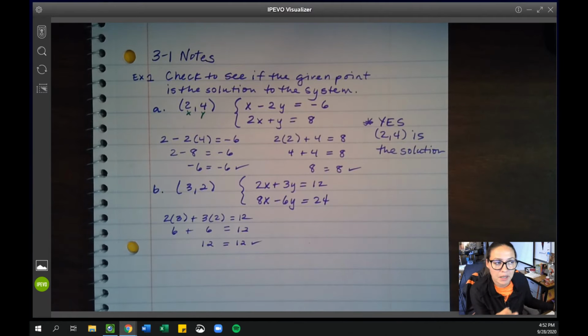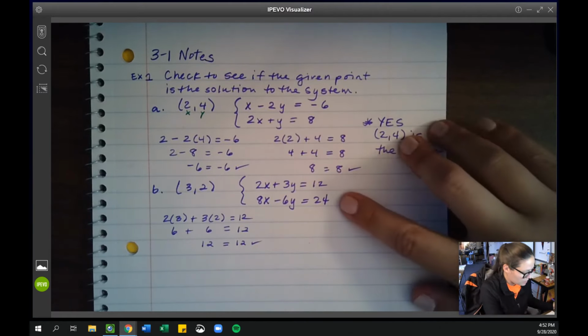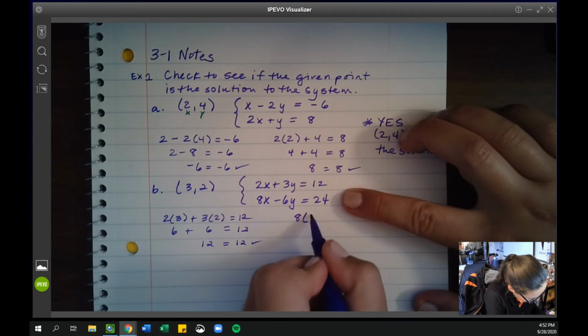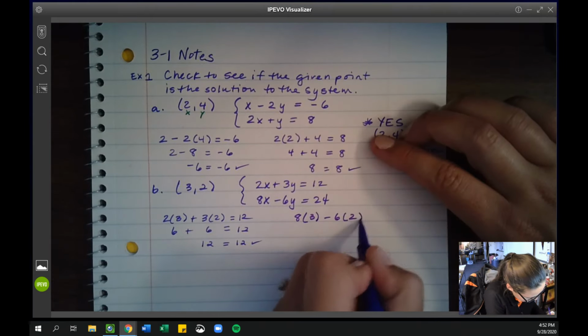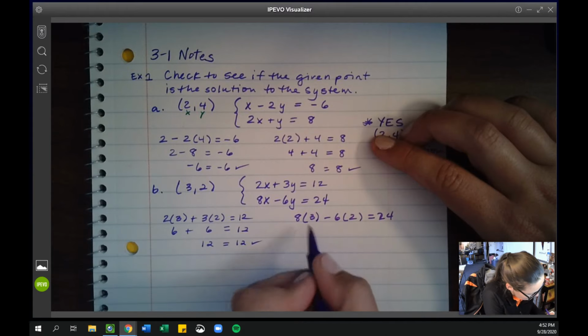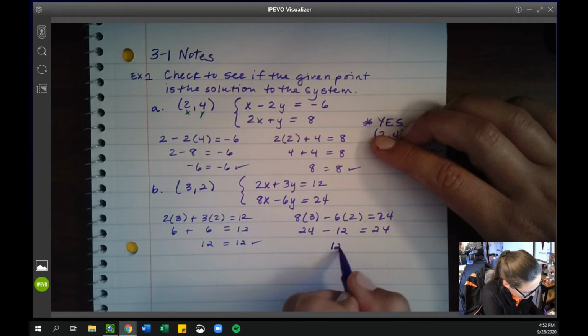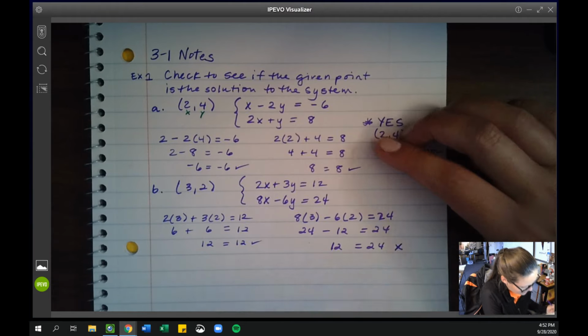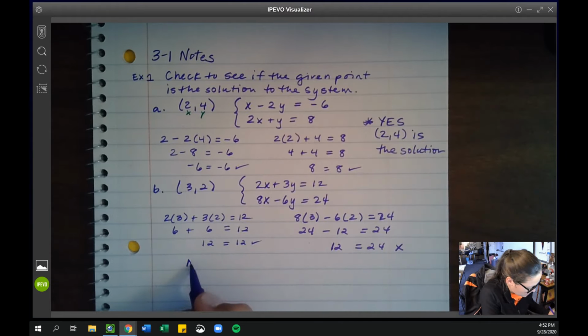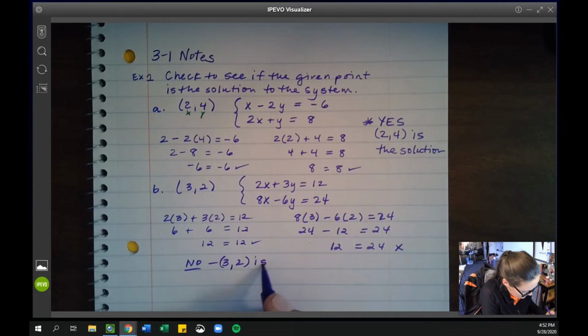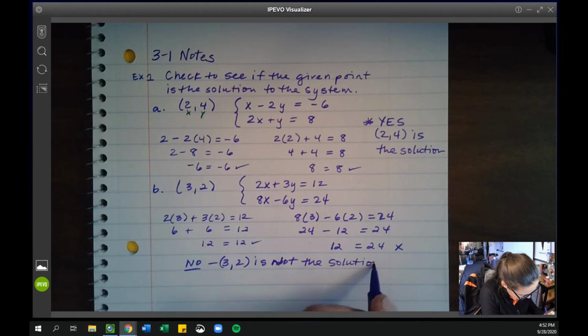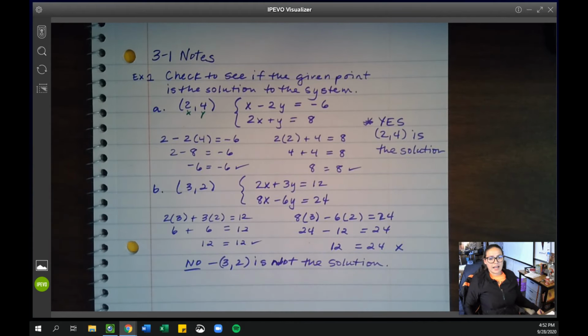But again, we have to make sure it works for both. So now we're going to plug it in here. 8 times 3 minus 6 times 2 gives me 24 minus 12, which is 12. So that's a no. So we would say no, 3, 2 is not the solution. It's not the solution.